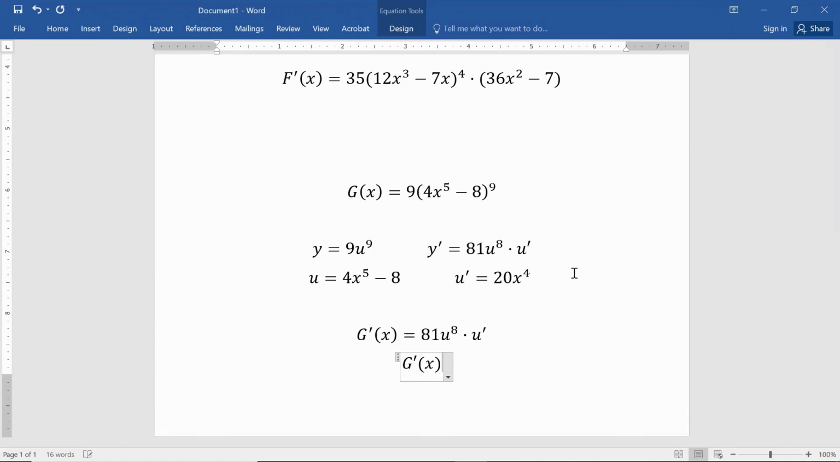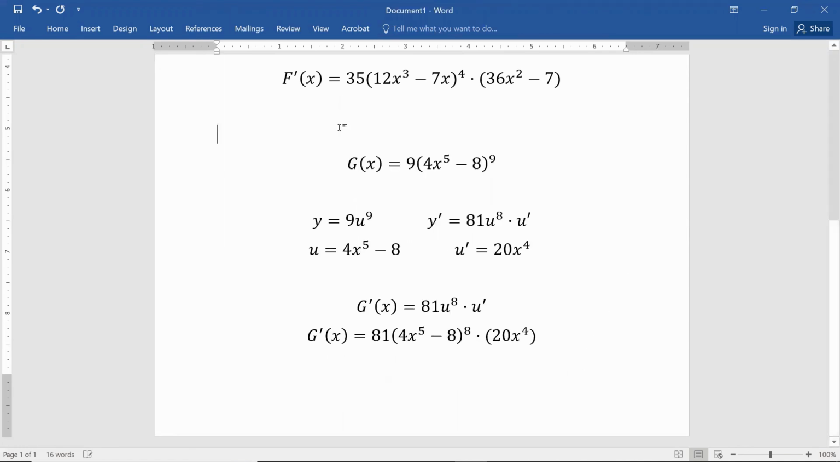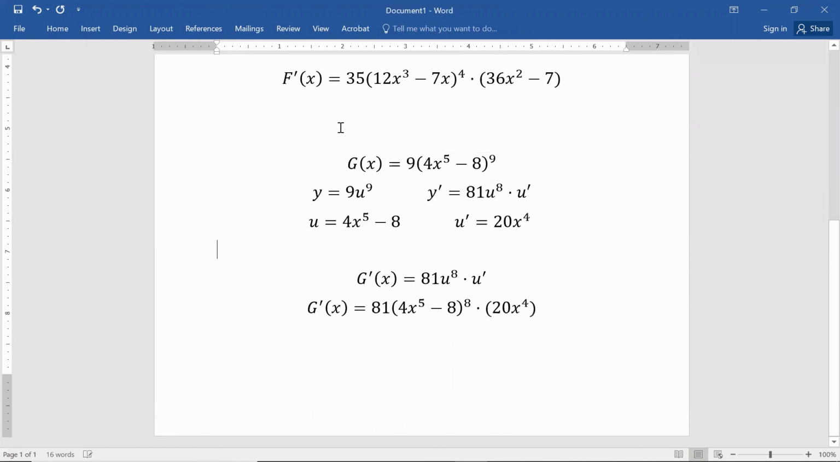And when I do my substitution, that means g prime of x is going to be 81 multiplied times 4x to the 5th minus 8 to the 8th power, multiplied times 20x to the 4th. So there you go. Again, we want all three pieces if we're going to find the function correctly.